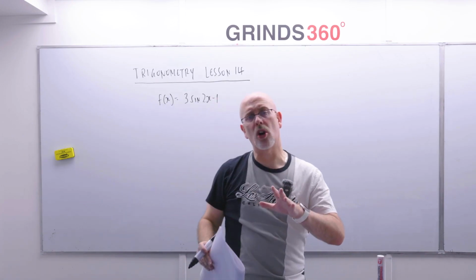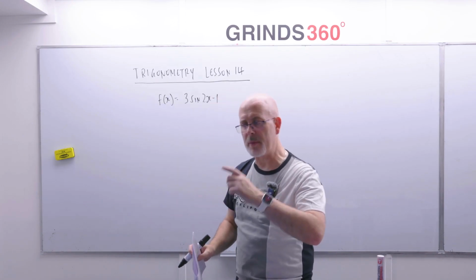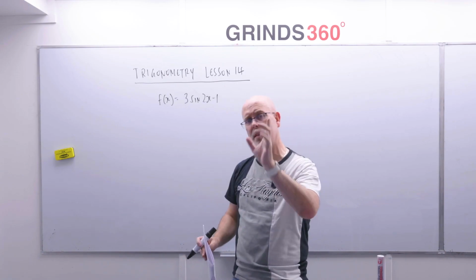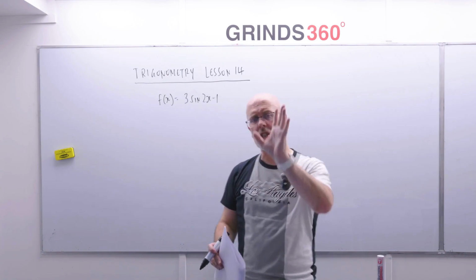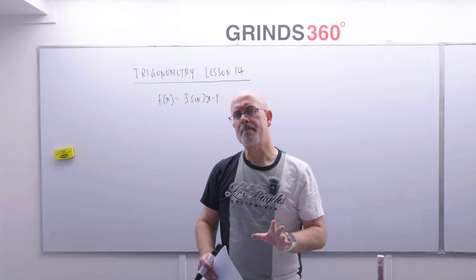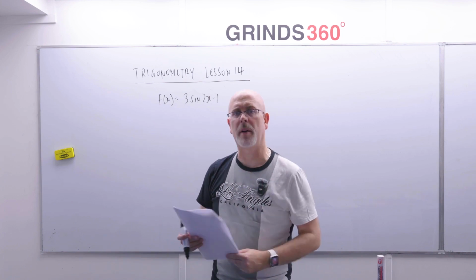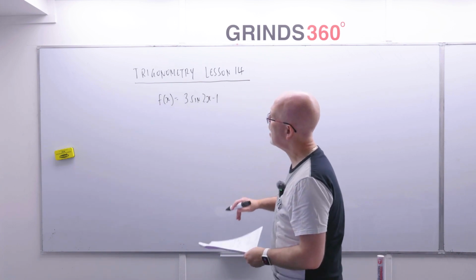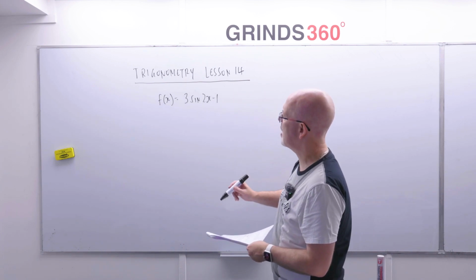Now, when we get to real world problems in the next lesson, what I would normally be suggesting is when I get something like this, the moment I see a function like that, just do a rough sketch of what it looks like. Okay, you'll see how helpful that becomes when I'm dealing with a real world problem. Okay, so 3 sine 2x minus 1, what does that look like?